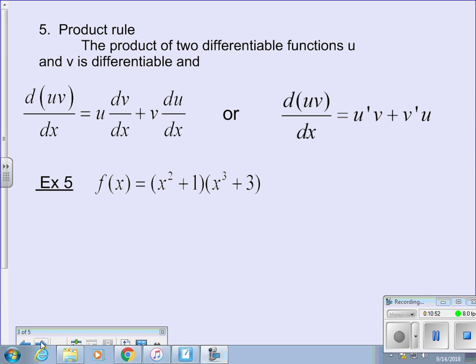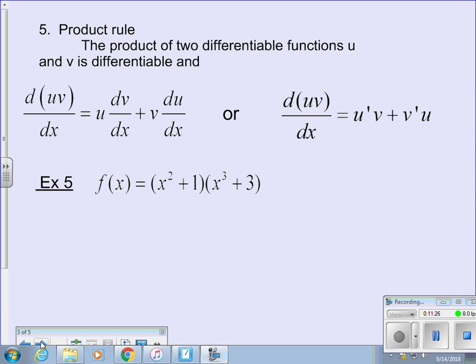Product rule. The product of two differentiable functions, u and v, is differentiable, and the derivative of a function u times a function v is u times the derivative of v plus the derivative of u times v. The derivative of the first times the second plus the derivative of the second times the first.